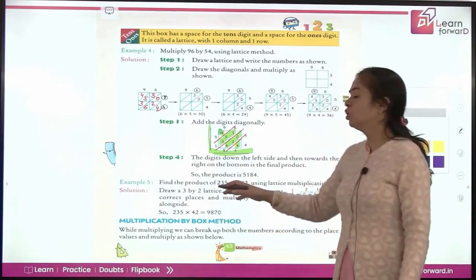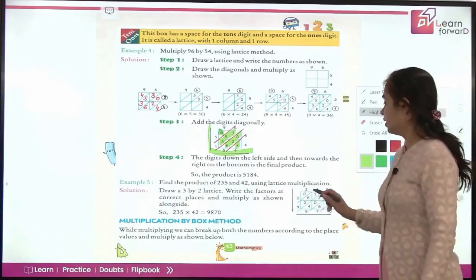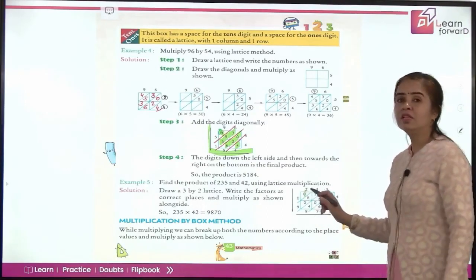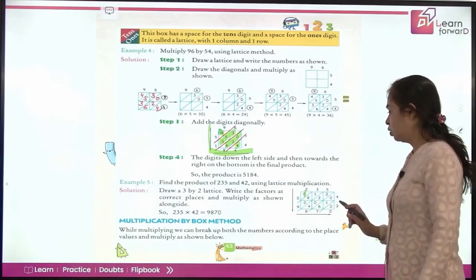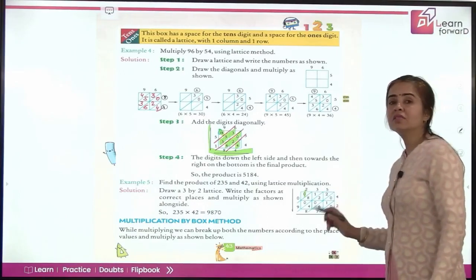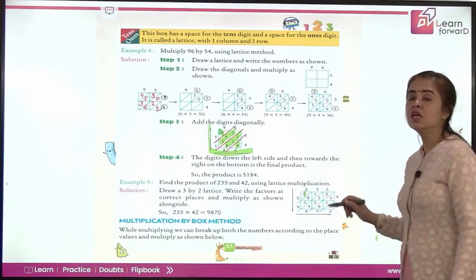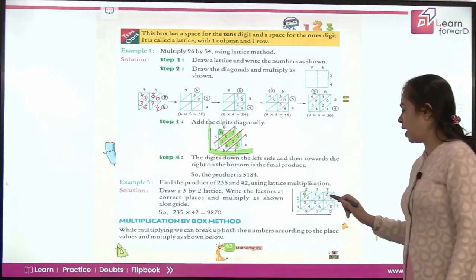Similarly, when you have to multiply a 3-digit number by a 2-digit number or a 3-digit number by another 3-digit number, you will be making a bigger grid. Here it is 235 times 42. So make 3 boxes here and then 2 boxes here. Make the slanting lines in the grid. Now start multiplication. Just see which two numbers are crossing at each box.